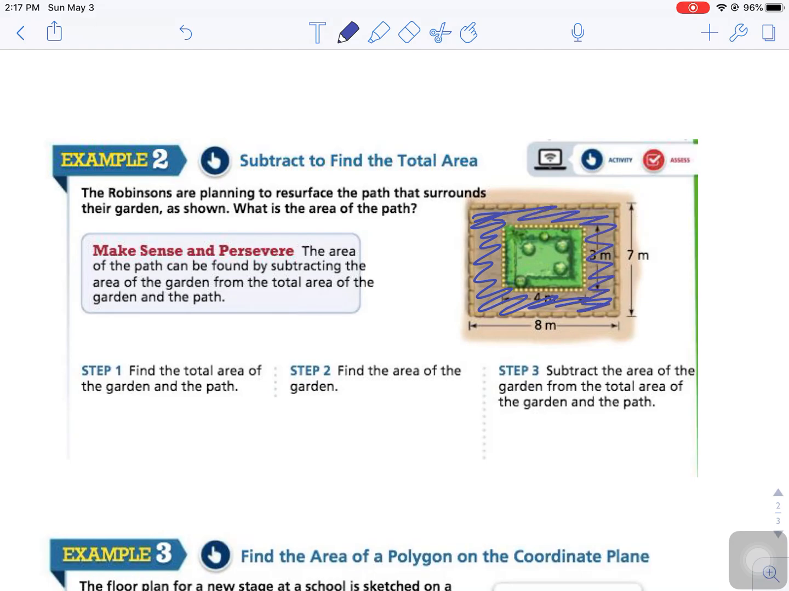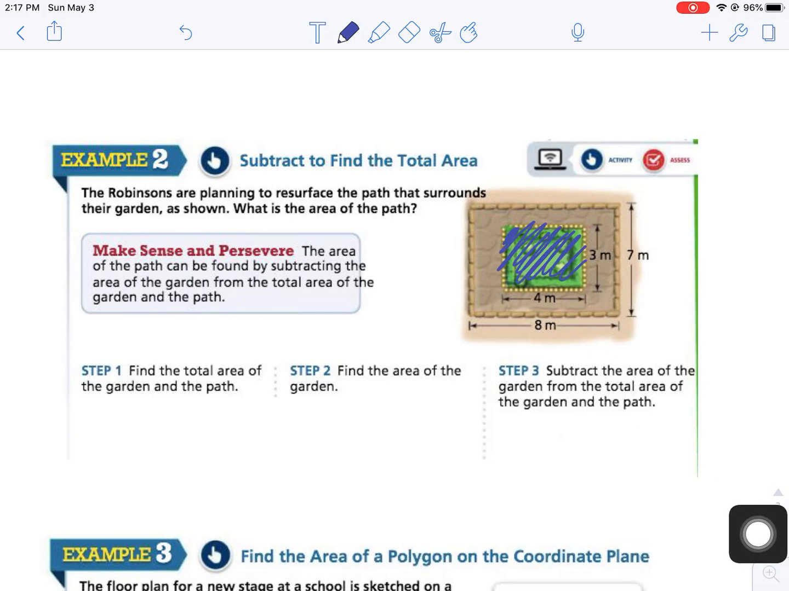So just that shaded region. Now to do that, the first thing we're going to have to do is find the total area of the garden and the path. So find the area of the whole thing. Then we're going to have to find the area of just the garden. And then we're going to subtract the two to get rid of this area of the garden. And that would just leave us with the path.